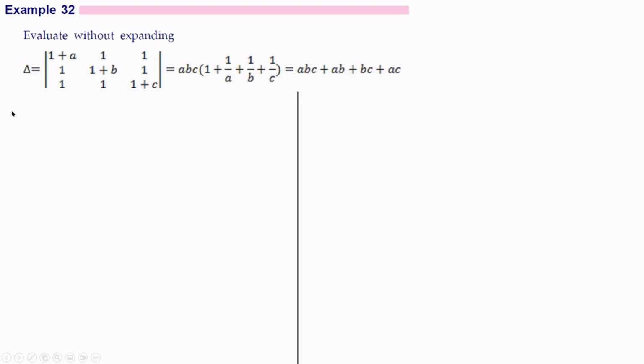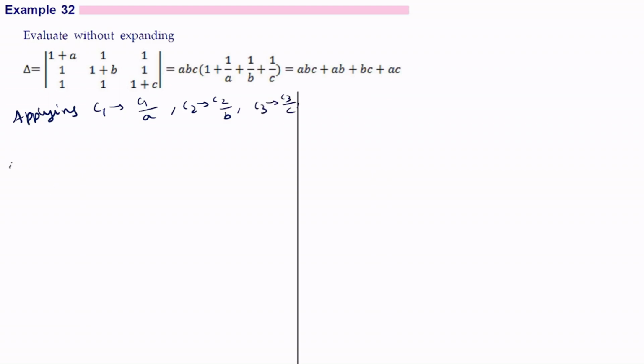Evaluate without expanding delta equal to determinant of 1 plus a 1 1, 1 1 plus b 1, 1 1, 1 plus c. So here let us apply C1 changing to C1 by A. That is, let us take A from the first column, B from the second column, and C from the third column outside, so that we will have delta equal to ABC into these operations. Then C2 changing to C2 by B and C3 changing to C3 by C.